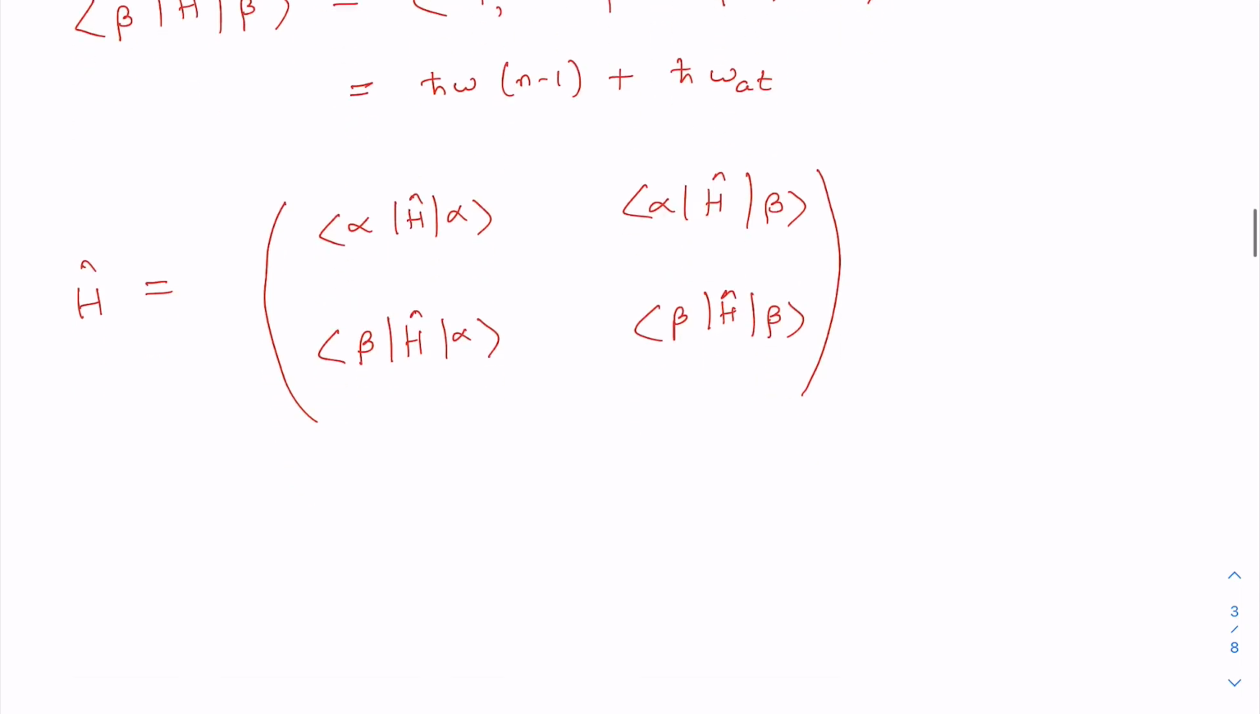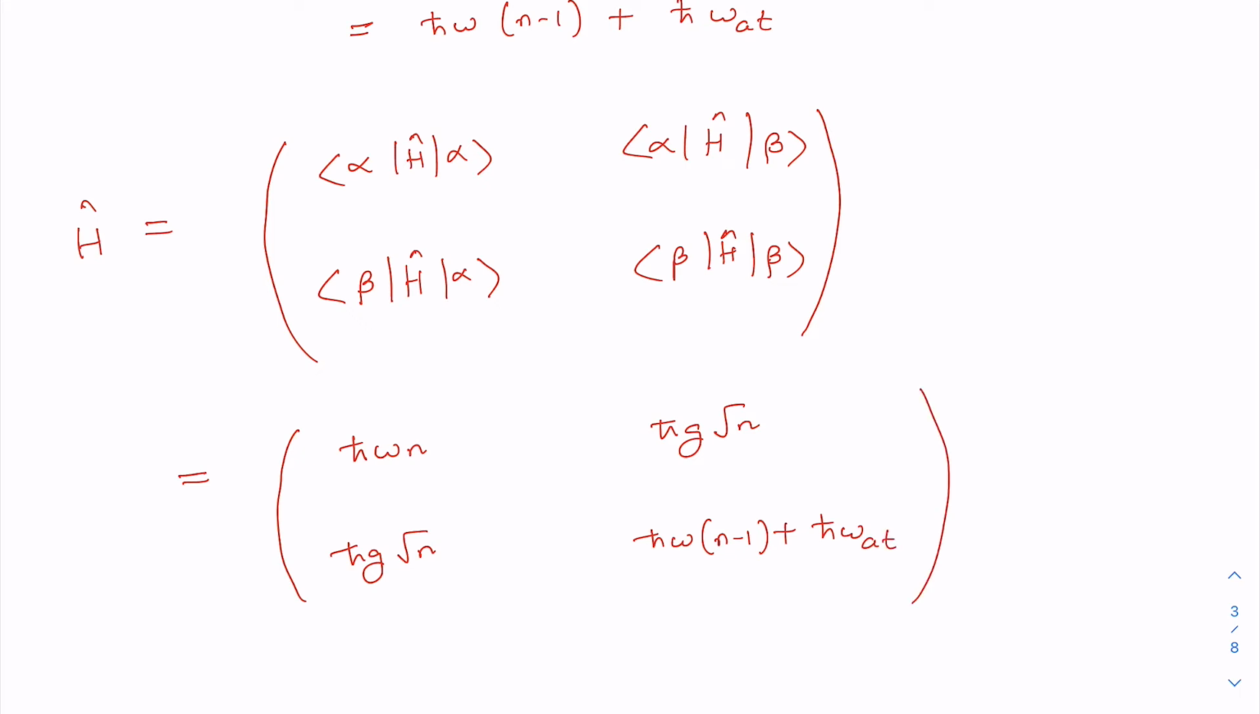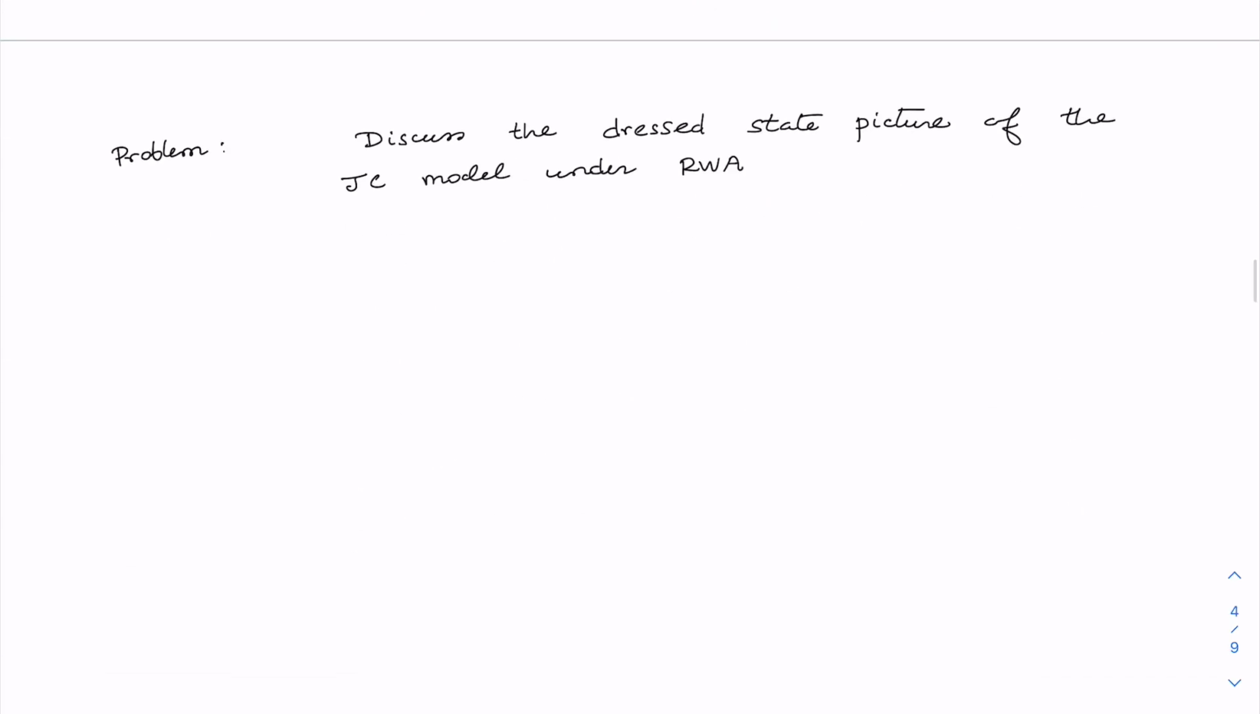We have evaluated all of them, so if we put them, we will have here h cross omega n, here we will have h cross z square root of n, here we will have h cross z square root of n, and here we have h cross omega n minus 1 plus h cross omega atom. So this is the Jaynes-Cummings Hamiltonian in the matrix form under rotating wave approximation. Now let us work out this particular problem.